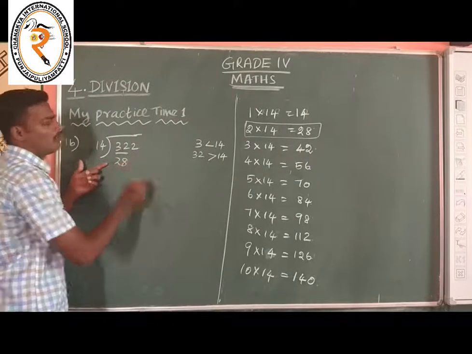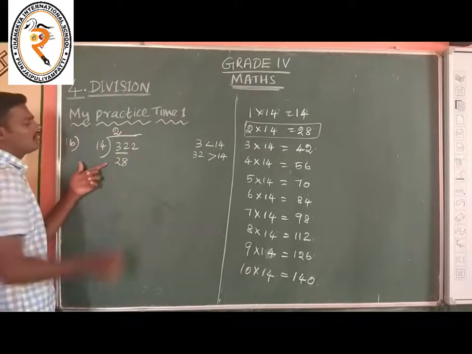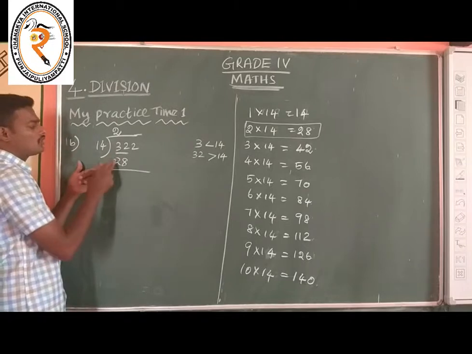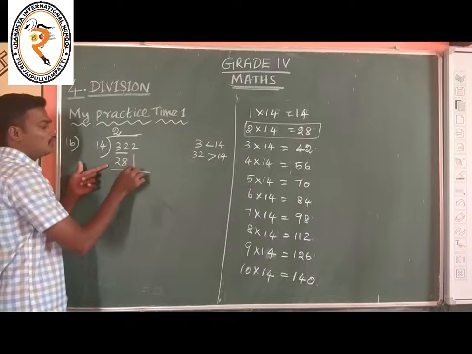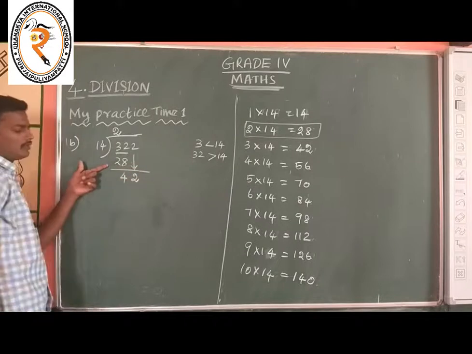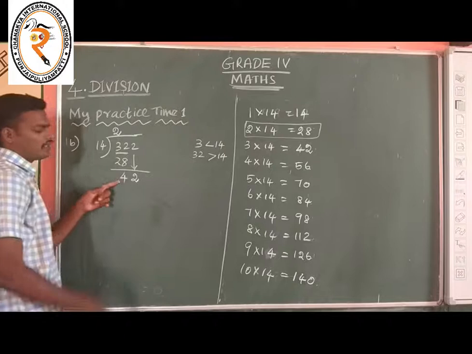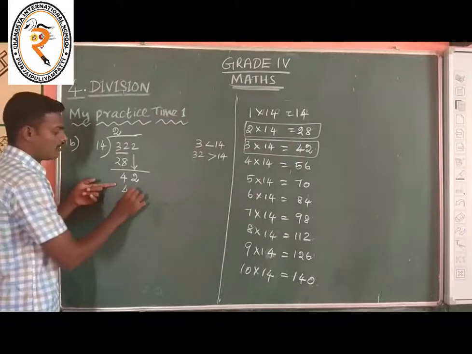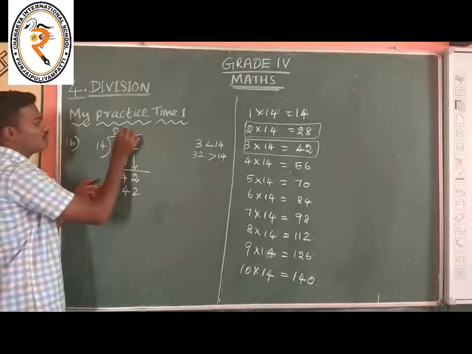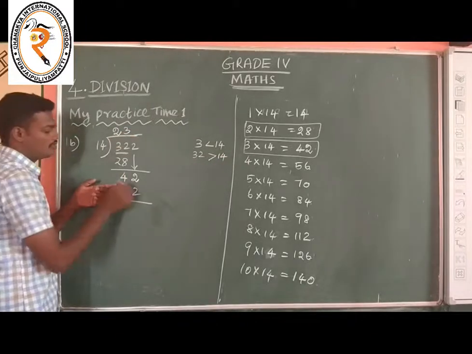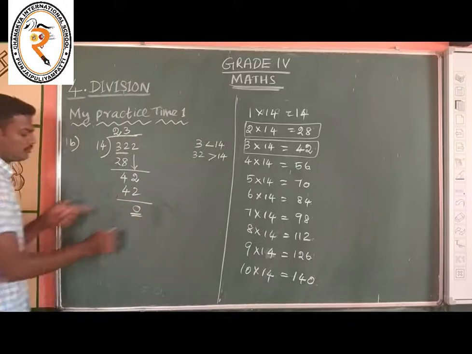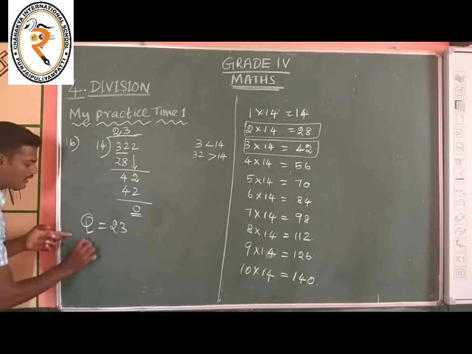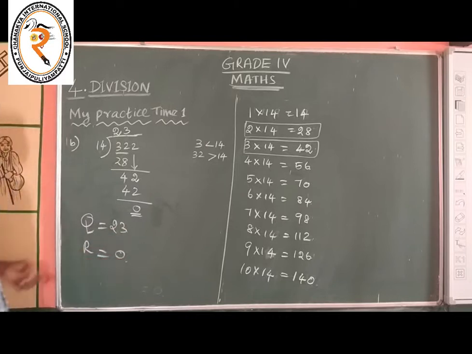28 is how many times? 2 times in the 14th table. In the quotient, 2. And subtracting 32 minus 28 is 4. Bring down the value 2. Next, we select 42. 42 in the 14th table is 3 times. 3 in the quotient, so 23. 42 minus 42, the answer is 0. So quotient 23 and the remainder is equal to 0.